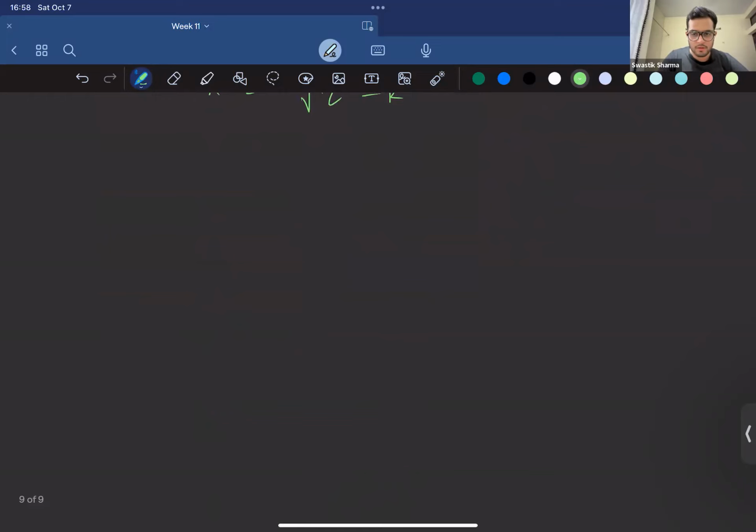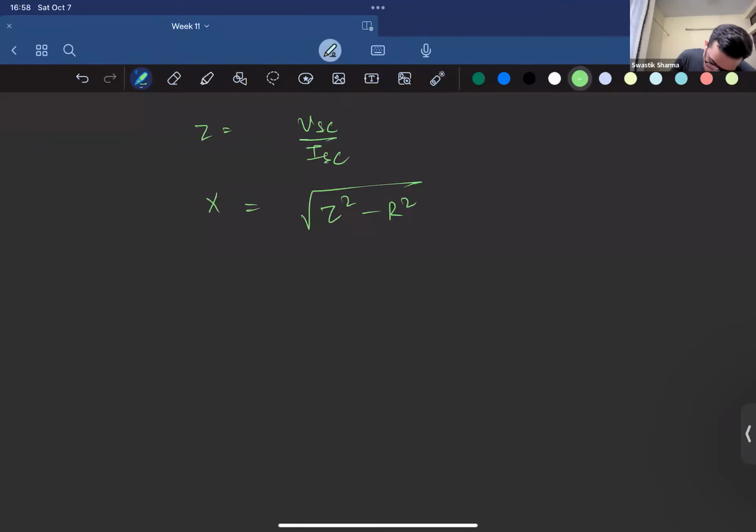Now, one more topic I have to discuss, and after that we'll solve questions. So let's discuss the auto transformer.